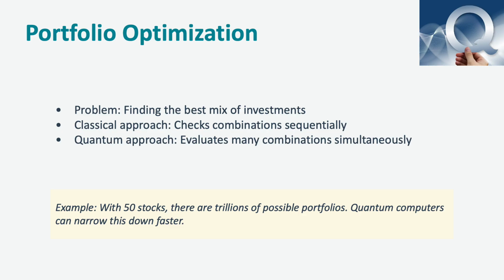Future quantum computers might be able to identify optimal or near optimal portfolios much faster than classical methods. This does not just mean faster computations, it could lead to better investment strategies that account for more variables and more complex relationships between different assets. It is important to note that we are still years away from quantum computers being large and reliable enough to handle real world portfolio optimization problems.